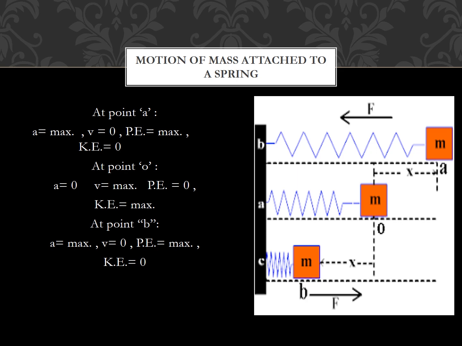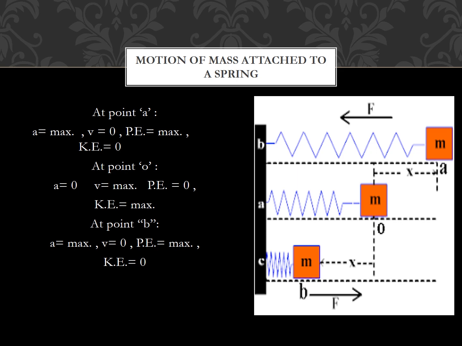What about the kinetic energy? Due to inertia, as its speed increases, kinetic energy is maximum. Now at point B, the mass finally comes to rest for a fraction of a second and its velocity becomes 0 at that point. Similarly, when velocity becomes 0, its kinetic energy is equal to 0.